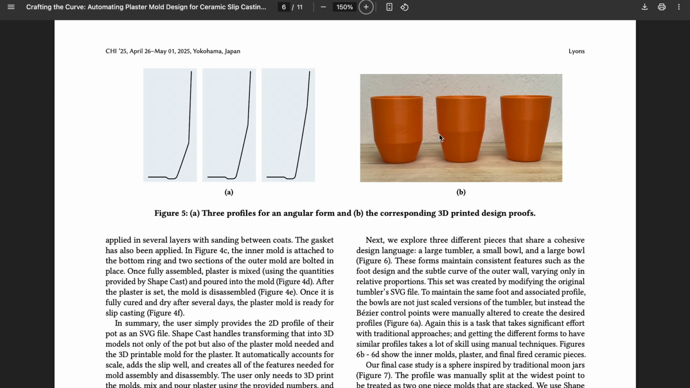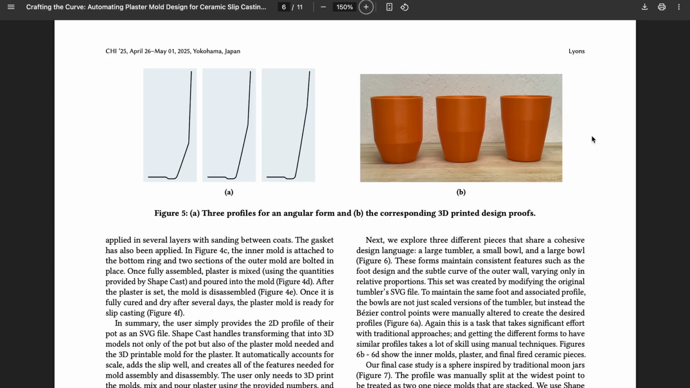In the paper, I showed some of my own work as case studies showing the capabilities of Shapecast. If you go back, I have a video, I think, on some of these. One of the first things I tried was a family of forms, where I changed the point where the bend happened, and I 3D printed these out as design proofs.